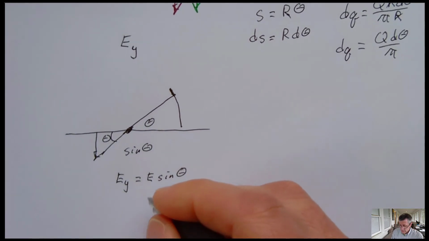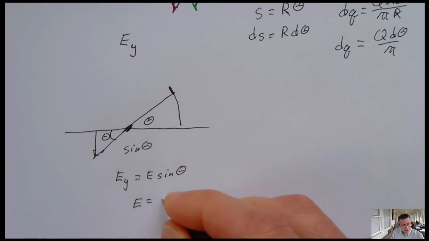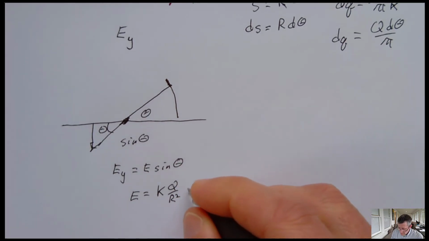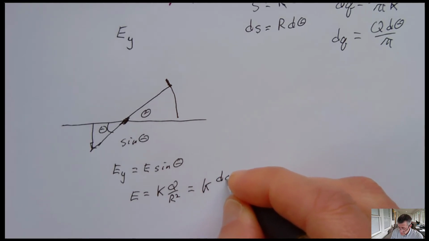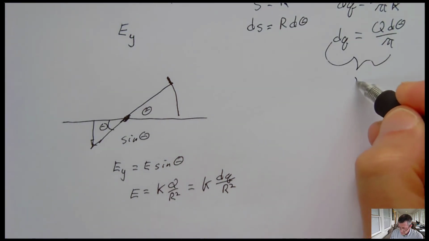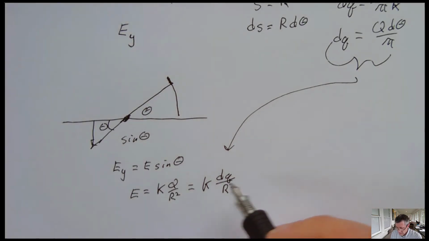My electrical field now, well, for the small bit, is kq over r squared overall. But remember, for my small bit, my electrical field is going to be k, that small amount of charge, over radius squared. And then what I want to do is add this all up. So I'm just going to plug stuff in, right? I'm going to plug in dq. I'm going to put it into an integral to add it all up. And I'm going to multiply it by the sine of theta, so I just get the y component.